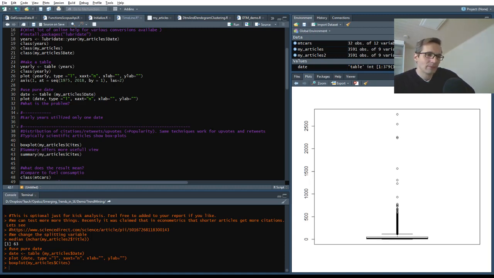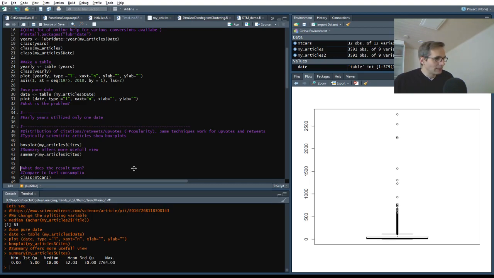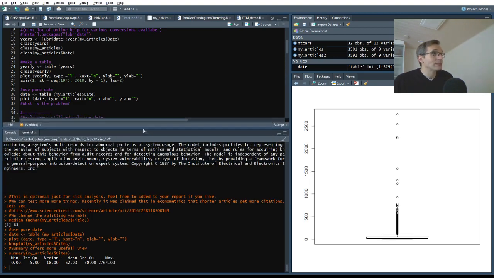So we have a lot of papers that have been cited only very few times, and then we have few papers, these are actually outliers in the figure, that have been cited several thousand times. And for data like this, the box plot is not really so informative. So in line 43, we get the summary of how the data looks.